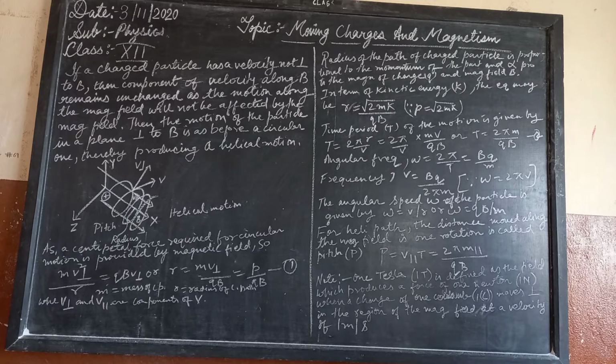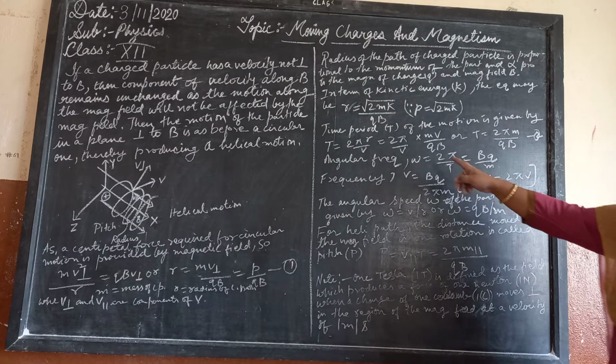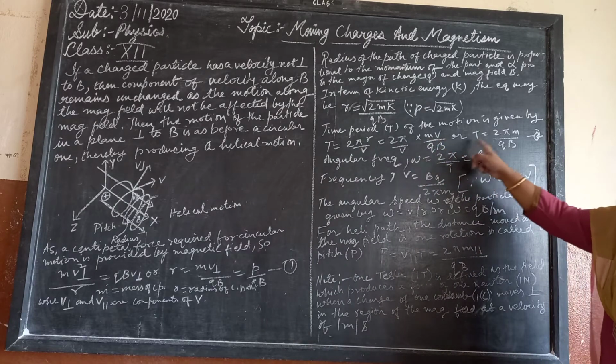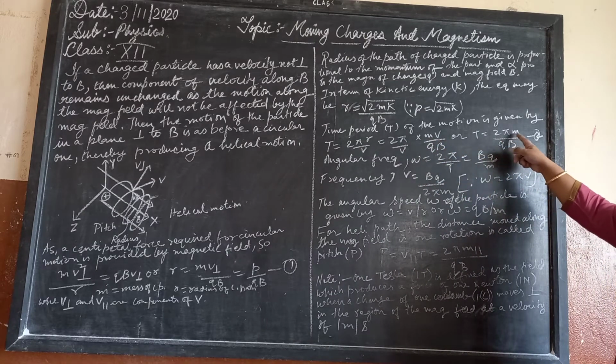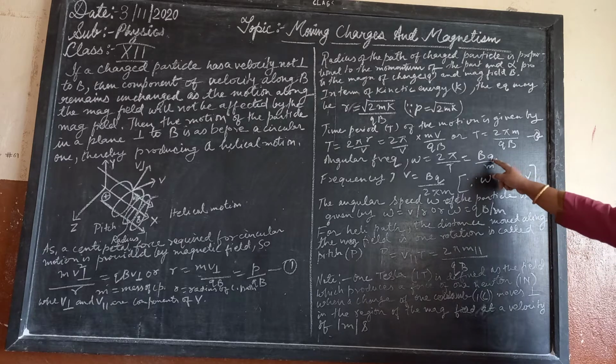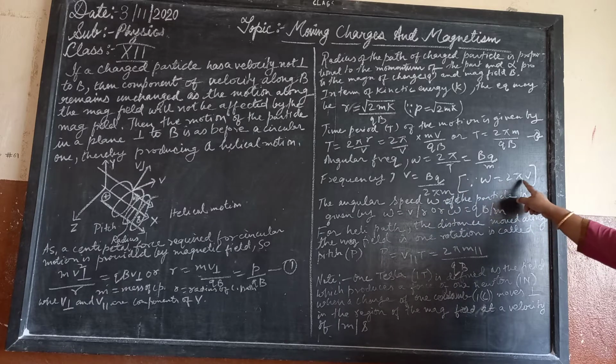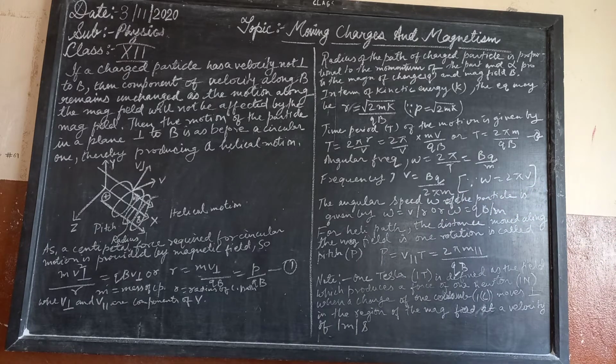Now the time period of the motion is given by T equals 2 pi r upon v. So T equals 2 pi m upon qB. This is the second equation. The angular frequency omega equals 2 pi upon T, that is equal to qB upon m. Then the frequency nu will be equal to Bq upon 2 pi m, where omega equals 2 pi nu. The angular speed omega of the particle is given by omega equals v upon r.